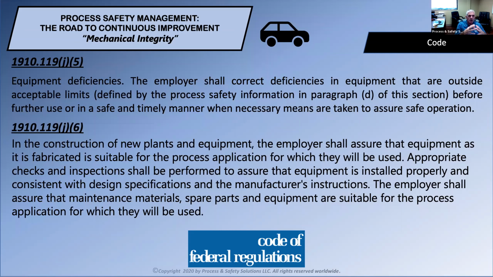And really, when we're talking about deficiencies, we're talking about those things that we have discovered as part of our ITPM task. If there's deficiencies against the design, then that would fall under a J5 type citation or required to be addressed via a J5.